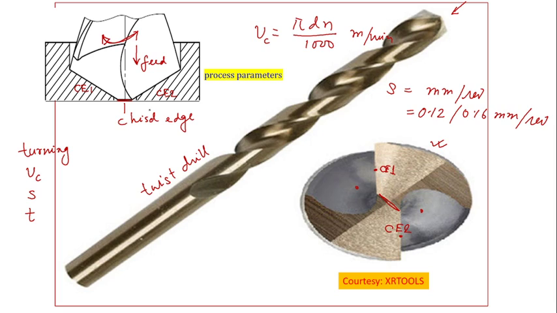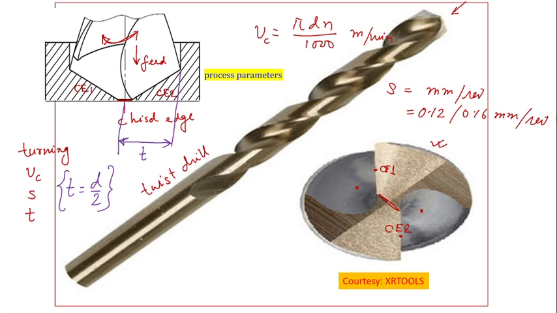The interesting thing is depth of cut. Depth of cut is this one. Depth of cut per cutting edge, as you have possibly guessed, is this much. So this is the depth of cut per cutting edge. So this is your depth of cut. The depth of cut is related to the diameter of the drill, which is d by 2.